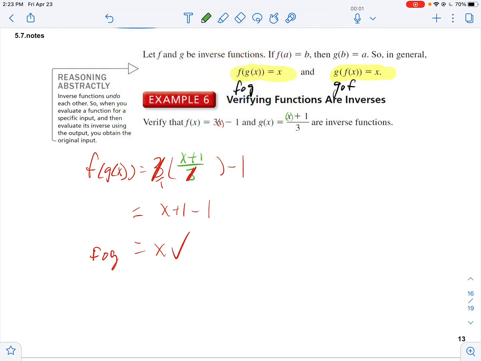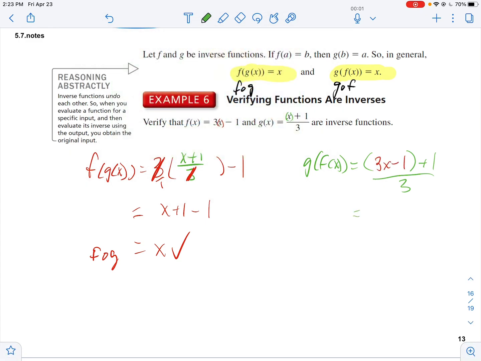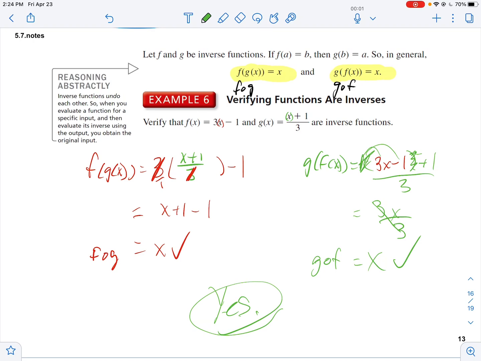Now we just got to do the goff. So let's do the goff. G of f of x is equal to something plus 1 over 3. That thing I'm plugging in is the f equation, 3x minus 1. And then I work on simplifying. So 3x minus 1 plus 1. I can get rid of the parentheses because there's just a 1 in front. 1 times everything is itself, so those don't even matter. So the minus 1 and the plus 1 leaves me with 3x over 3. 3 divided by 3 reduces to 1, leaves me with x. So the goff is also an x. So yes, they are inverses.